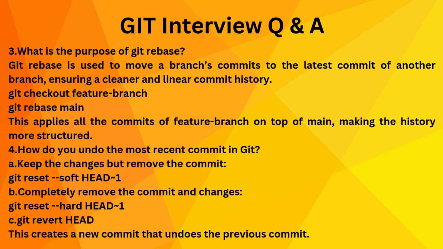How do you undo the most recent commit in Git? There are two common ways to undo the last commit. Keep the changes but remove the commit: git reset --soft HEAD~1. Completely remove the commit and changes: git reset --hard HEAD~1. Alternatively, you can use git revert HEAD to create a new commit that undoes the previous commit.